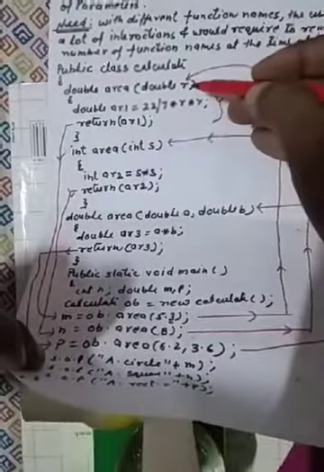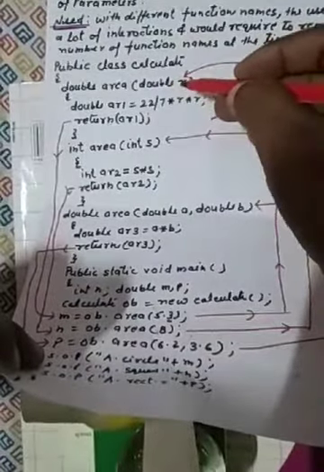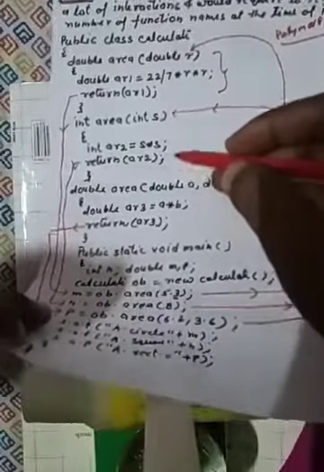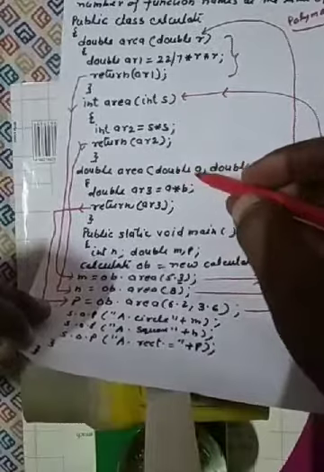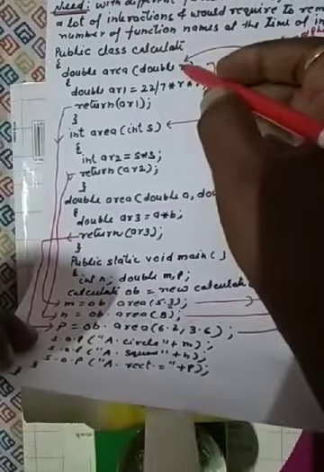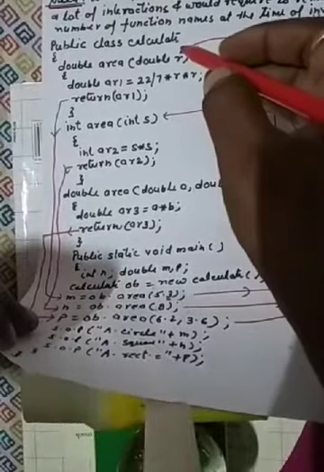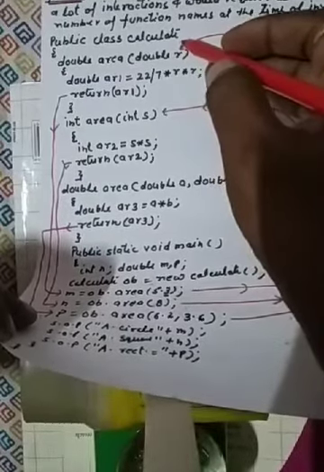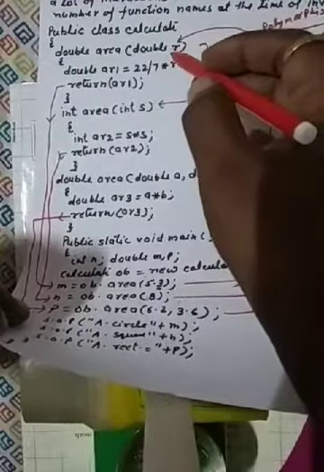It is double. So if you see in these three functions, only this one has a single double parameter. This is int. These are double, but there are two parameters. So automatically this function will be executed. Because all the functions are named area, the question arises: which area function will be executed or called? It will be distinguished with the help of the parameters.